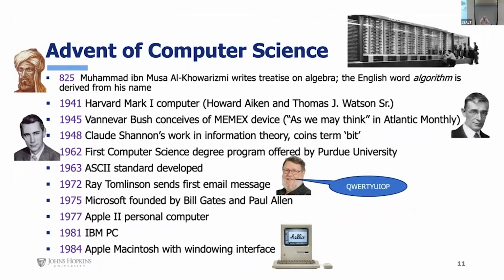Let's see, computer science degrees came along, the ASCII standard was developed. So we had an encoding of letters into numbers. The first email message, I believe that's the text of it right there, came along in '72. The various companies got founded, and by 1984, we had sort of roughly modern windowing interfaces to a computer.